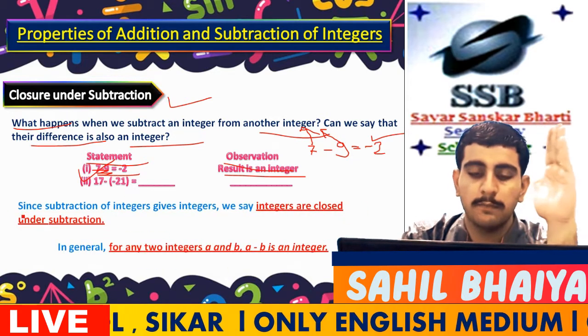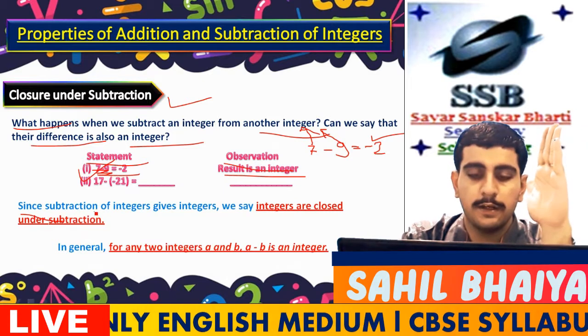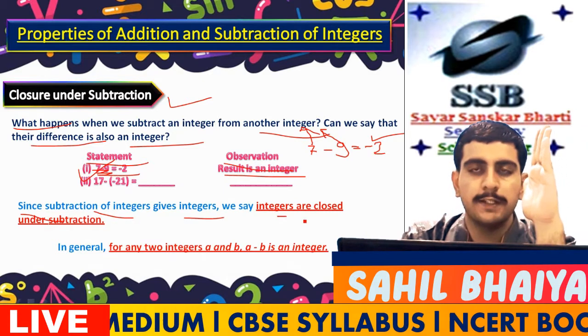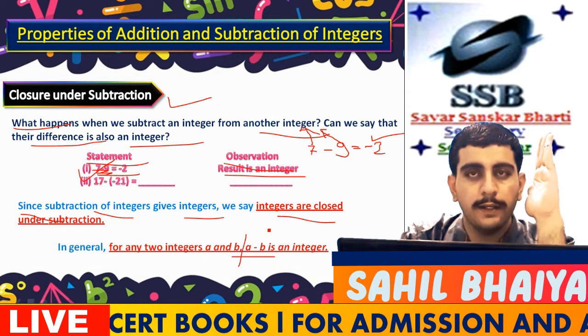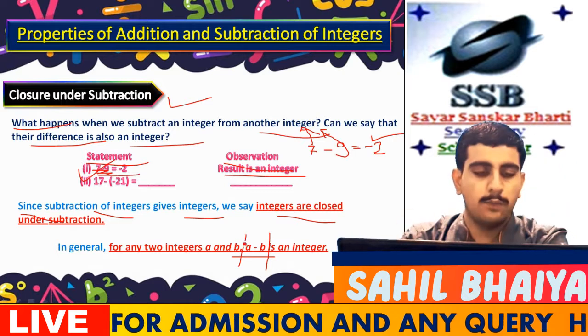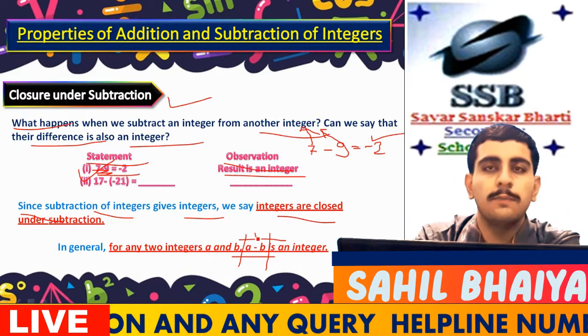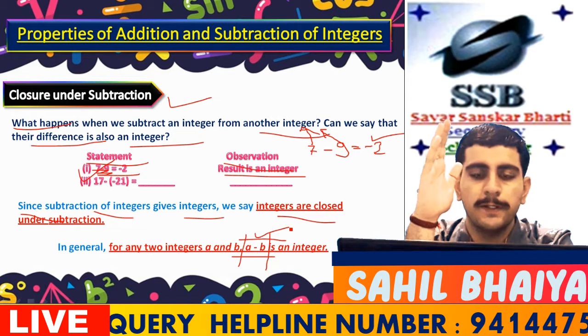Also, there is the same general way of writing it. In general, for any two integers A and B, A minus B is also an integer. I think you all get it. Very good. Now next is the commutative property. Now what is the commutative property?